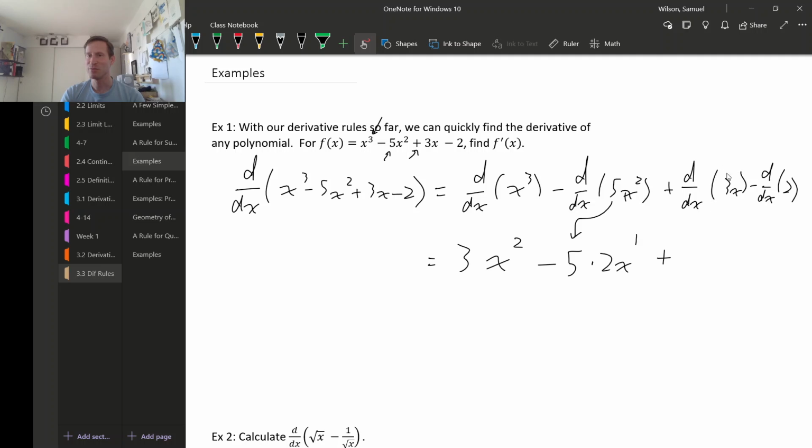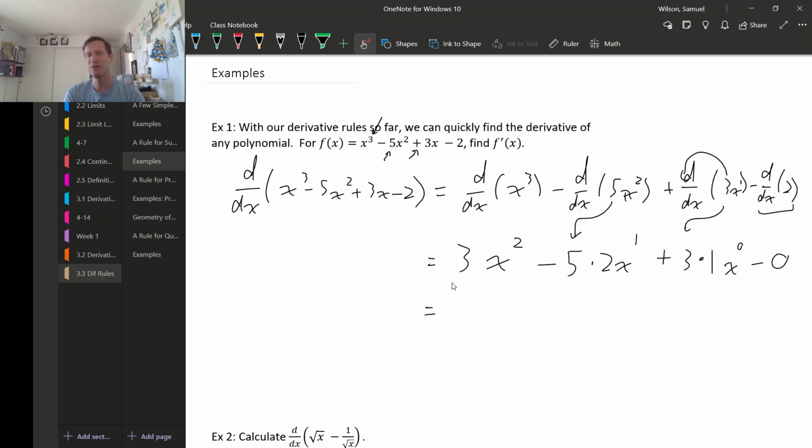now for this term, 3x, again, we can move the 3 outside the derivative, and then take the derivative of x. Well, x is x to the first, so the derivative of x to the first is that 1 comes down, and then times x to the 0, right? Minus, and then what's the derivative of 2? Well, 2 is a constant, and remember the derivative of any constant is 0.